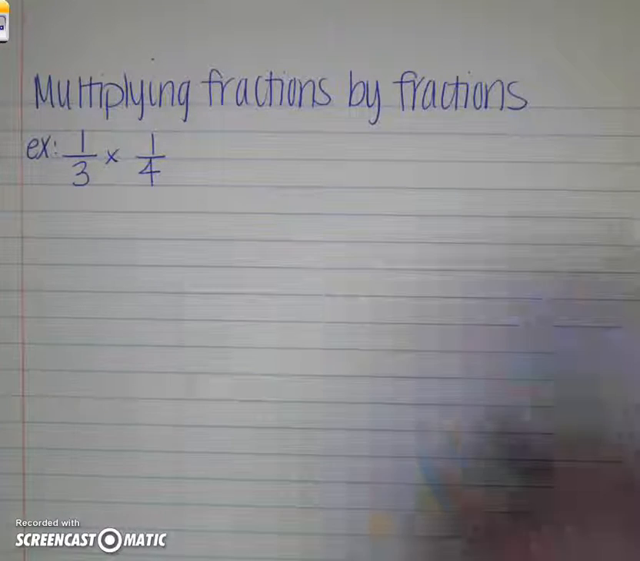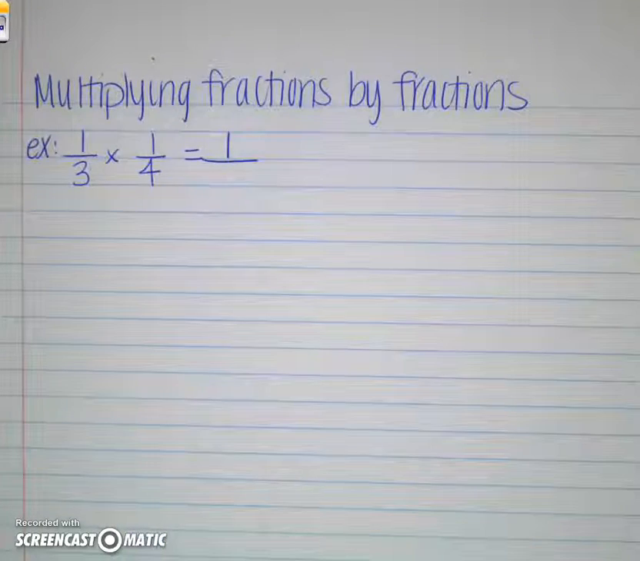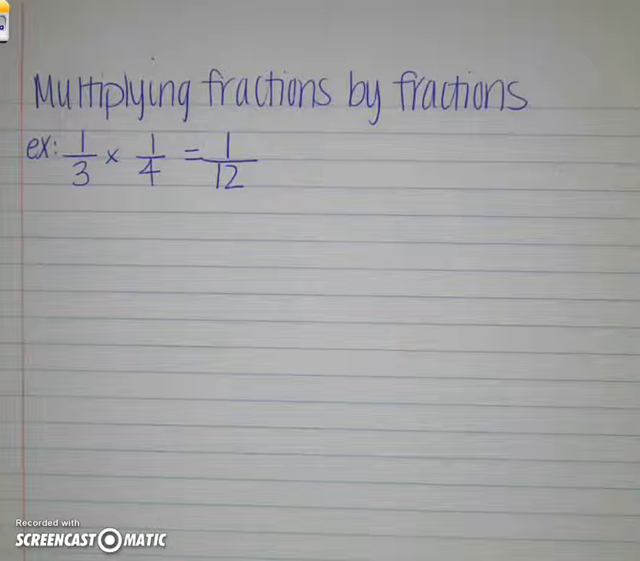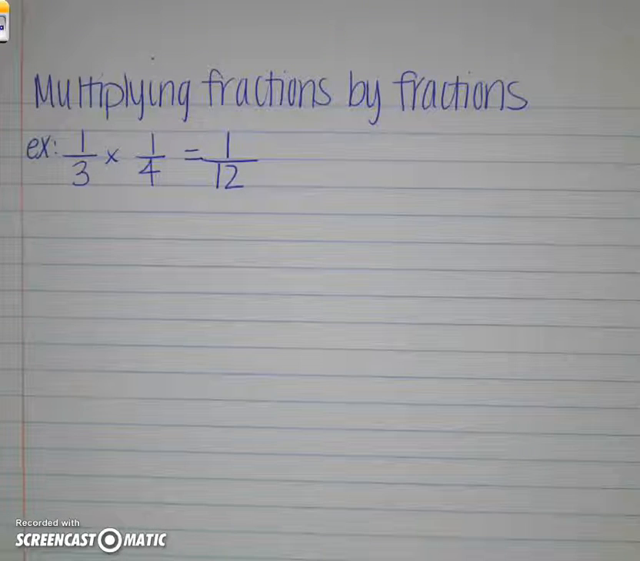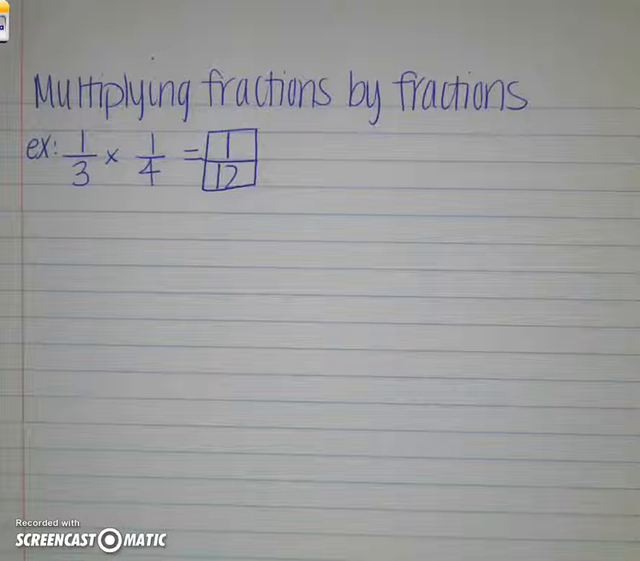So I'm going to multiply the numerator times the numerator, so 1 times 1, and then the denominator times the denominator, so 3 times 4, which would give me 12. Now, in this case, I cannot simplify, so since I can't simplify, the answer would simply be 1/12. And now I'm going to show you how this would work if you were to have a model.